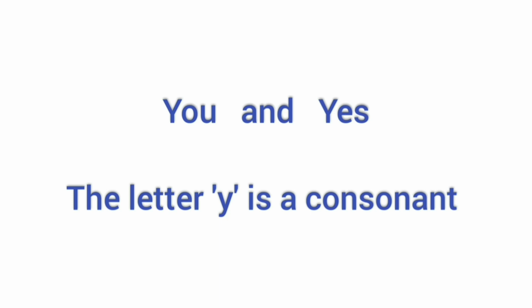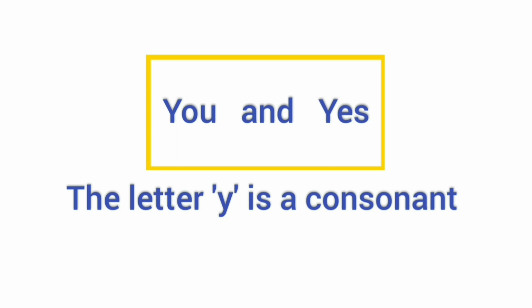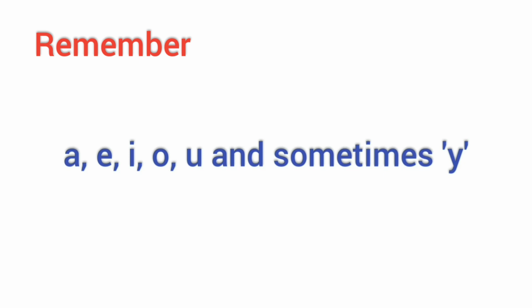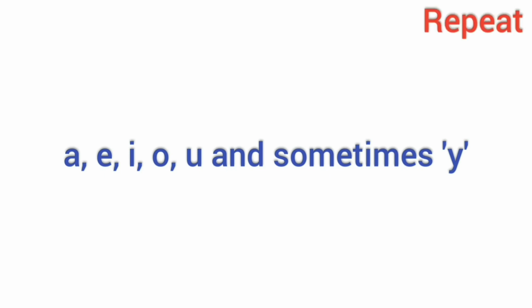Now in the last two words, "you" and "yes", the letter Y is a consonant. Usually if Y comes at the beginning of a word and makes a Y sound, for example, you, yes, it is a consonant. Remember: A, E, I, O, U, and sometimes Y. Okay, repeat again after me. A, E, I, O, U, and sometimes Y.